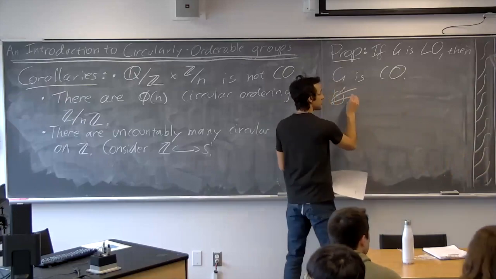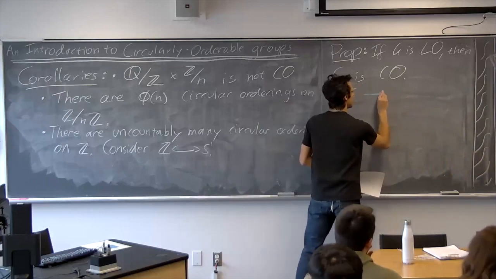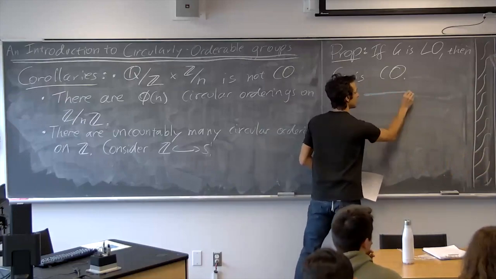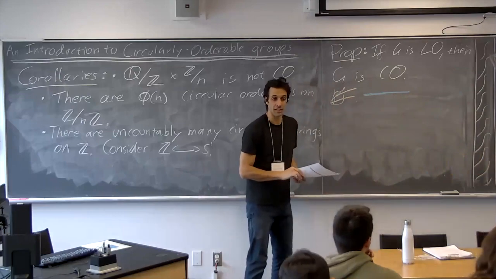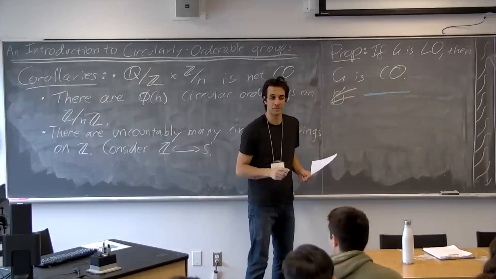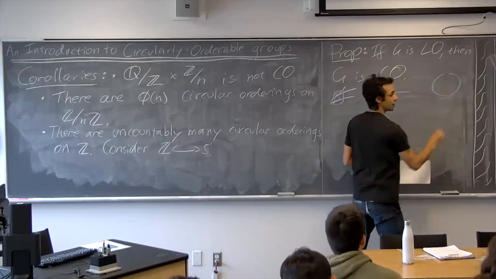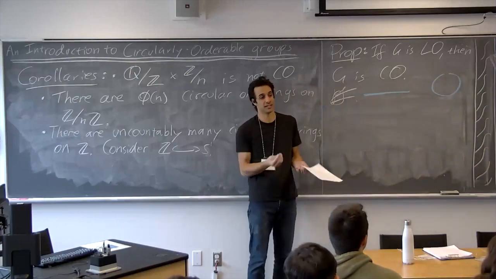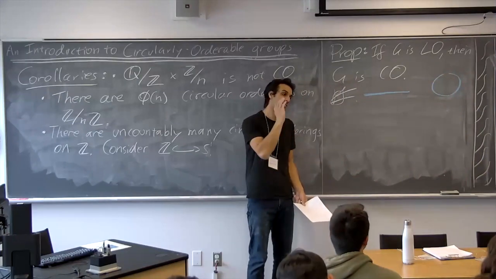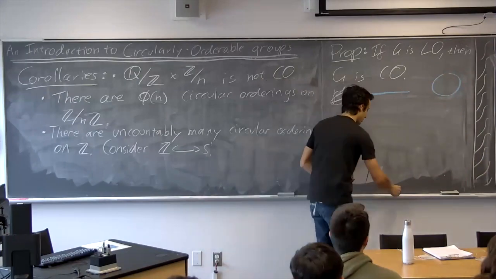So the proof sketch is there's a left orderable group. It's on a line. And here's me drawing it slightly differently. There's a left orderable group. It's on a line, except I sort of made it on a circle. That's the whole proof, except we write it down combinatorially.